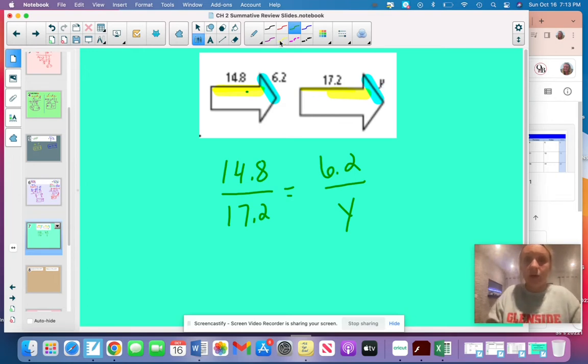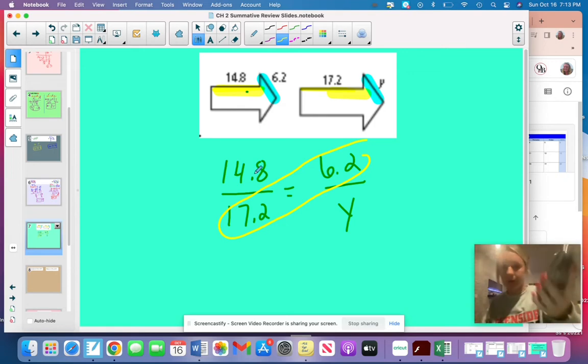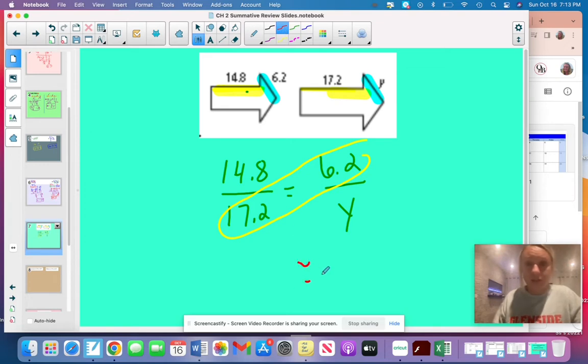So we'll multiply across. We'll multiply these here and then divide by our leftover. So I'm going to do 17.2 times 6.2, which gives me 106.64. And then divide that by 14.8. Now it's going to give me kind of a not so nice number, but let's just go ahead and round to the nearest tenth because that's appropriate based on the drawings. Notice that these are all tenths, so we'll do the same thing. So it's about 7.2.